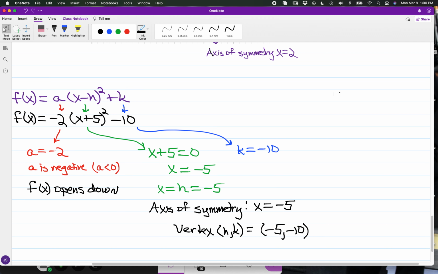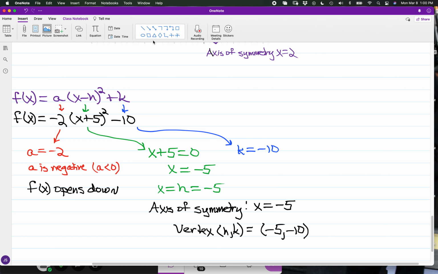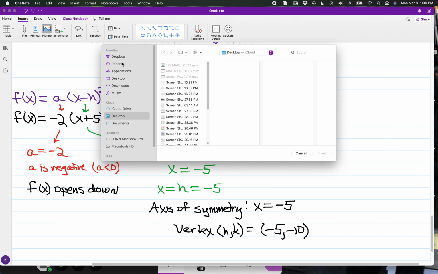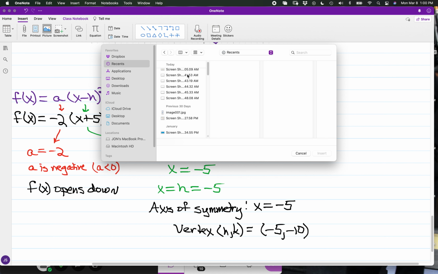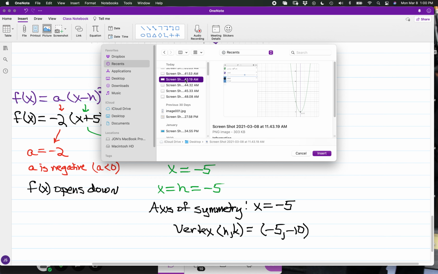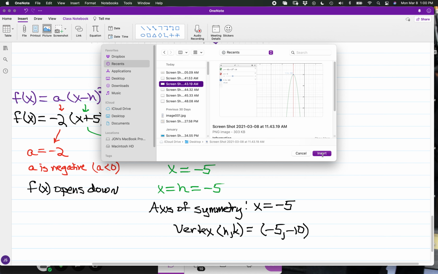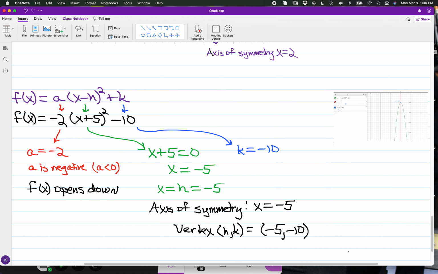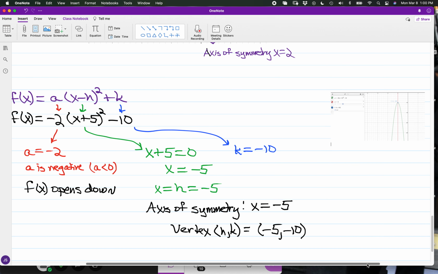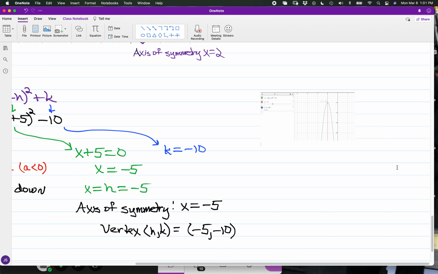And just looking at how all this is going to interact: the graph opens down, the axis of symmetry we have at x equal to -5, and again, the vertex we have at -5, -10.